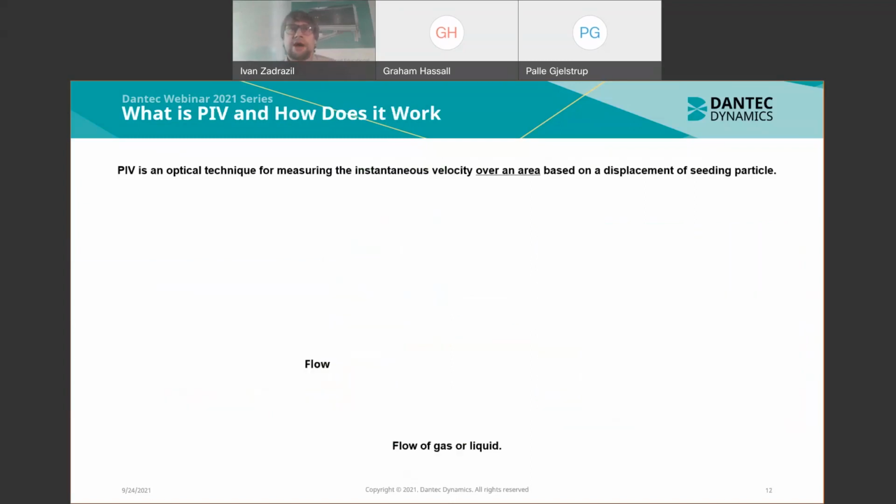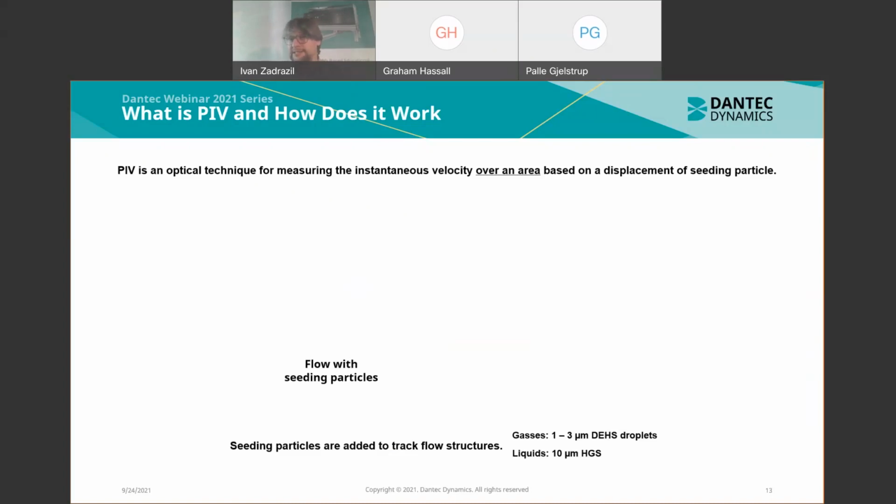Right, so what is PIV and how does it work? Well, PIV is an optical technique for measuring the instantaneous velocity over an area, and it's based on the displacement of seeding particles. Let's imagine that we have a flow of gas or liquid. However, the flow is invisible. So we can add some seeding particles, and these are added to track the flow structures.